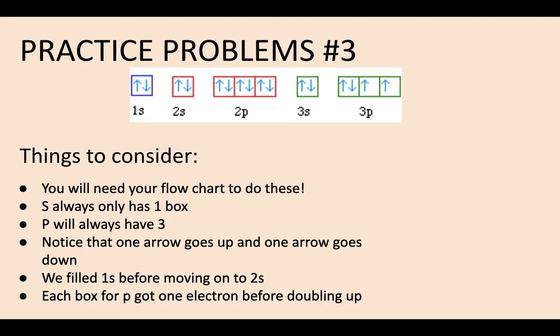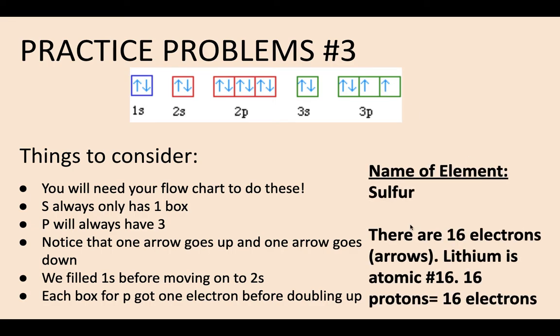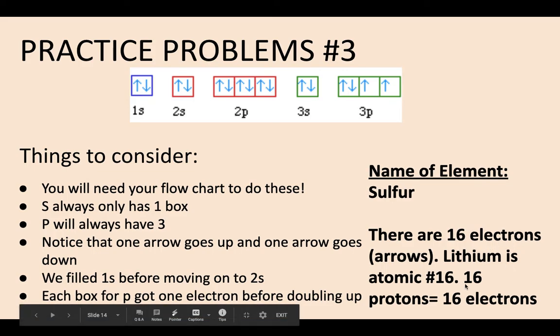All right, let's count our arrows. Our arrows equal our electrons. We have 1, 2, 3, 4, 5, 6, 7, 8, 9, 10, 11, 12, 13, 14, 15, 16. What element is number 16 on the periodic table? If you said sulfur, you are right. There are 16 electrons or arrows, and sulfur is atomic number 16.